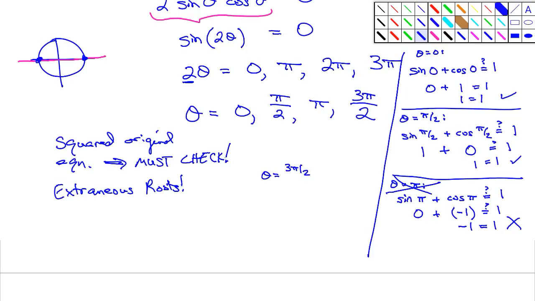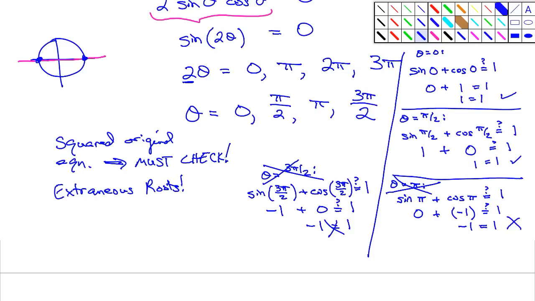Checking the last one, we get the sine of 3 pi over 2 plus the cosine of 3 pi over 2 might be equal to 1. But the sine of 3 pi over 2 is negative 1, the cosine is 0, and that's going to be bad. Negative 1 is not equal to 1, so this one is gone as well. So out of all of these, we only had 2 valid solutions, and the other 2 had to be tossed because they were extraneous.